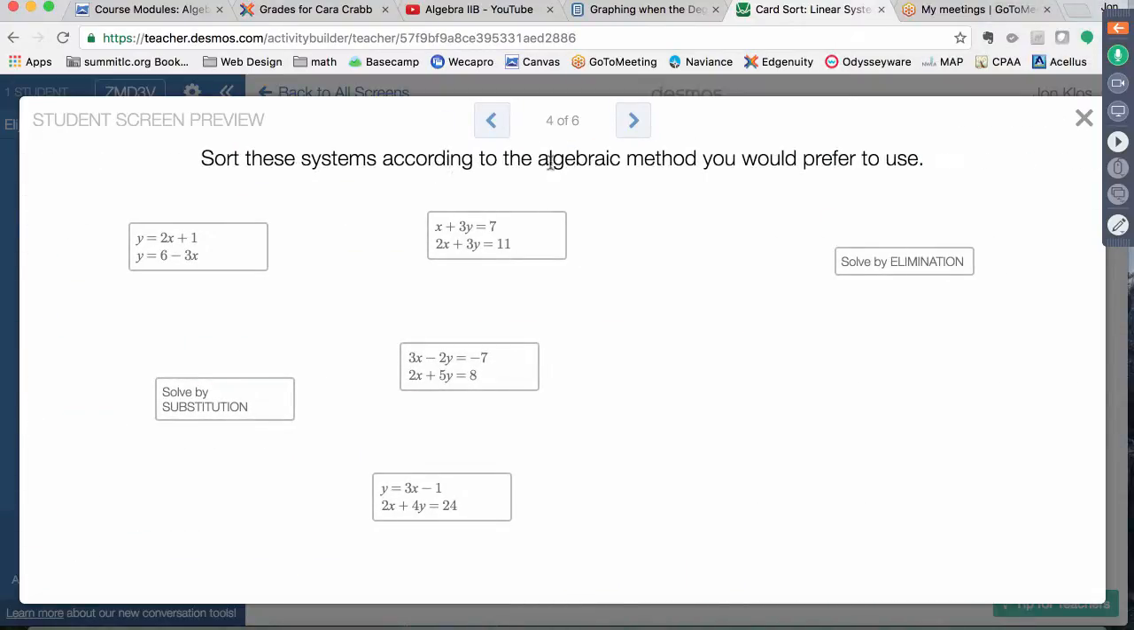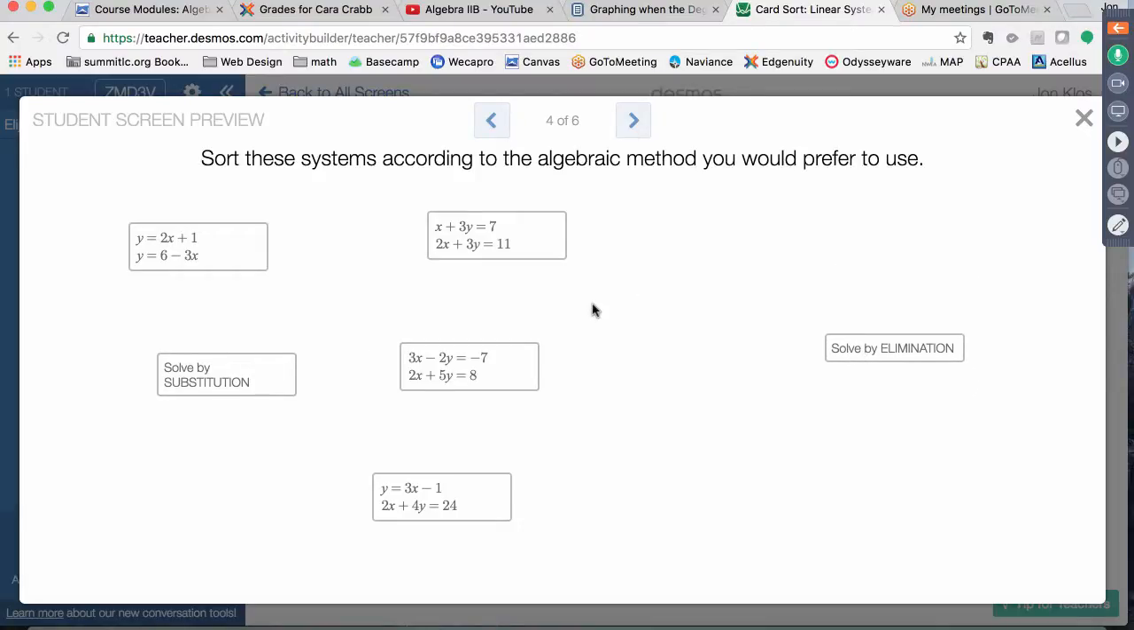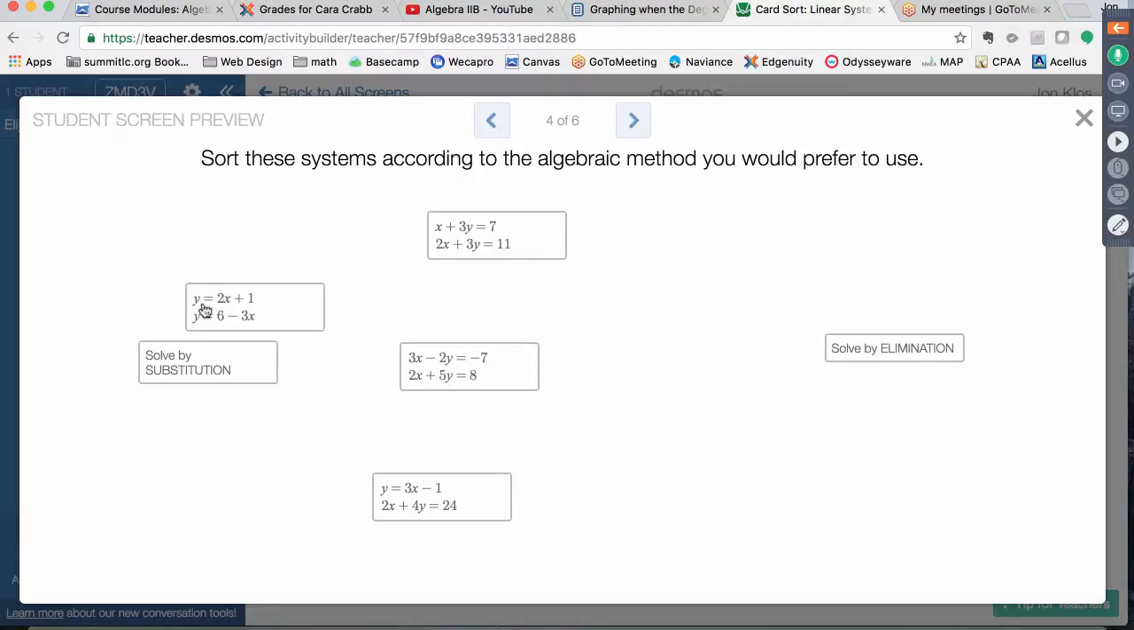I'm going to sort these systems. Now this is getting into thinking about how we would algebraically solve this. So the last 2 weeks we've been using the substitution method and we've been using the elimination method. So now we're thinking which one would be best for which situation. Substitution is good if you have one of the variables all by itself. So this one I've got y all isolated, so I'm thinking I would use substitution on this one.